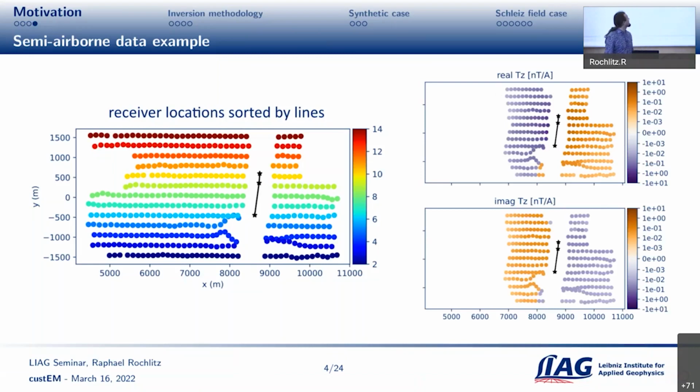On the right side, we see the real part of a vertical component and the imaginary part of the vertical component. So we are processing our data in frequency domain. That's why we have a complex magnetic field. And we also see quite nicely that our total magnetic field amplitudes decay with distance from the transmitter. So these are the magnetic field data which go into our inversion.